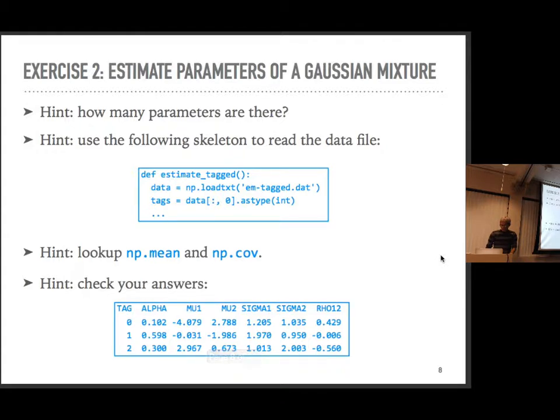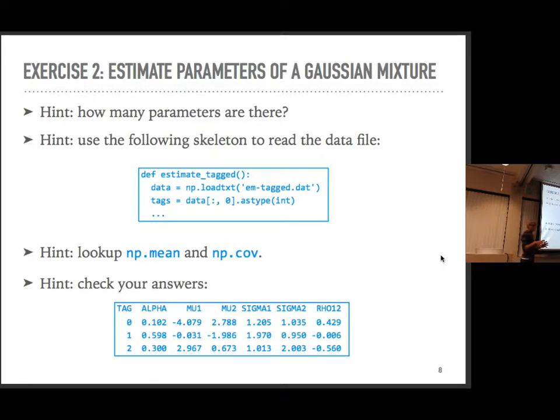Here are some hints. First of all, it's always good to make sure you understand what the question is. In particular, how many parameters are you actually trying to get out of this? Here's something to get you started on reading that data file. You can use this for quick and dirty reading of a text data file: the numpy loadtxt function. Now the tags will be floating points, so you can use this trick to pull out that first column and force them to be integers. For calculating the means and even the covariances, there's already a numpy function to do that for you, numpy mean and numpy cov. This is a good one to know about.